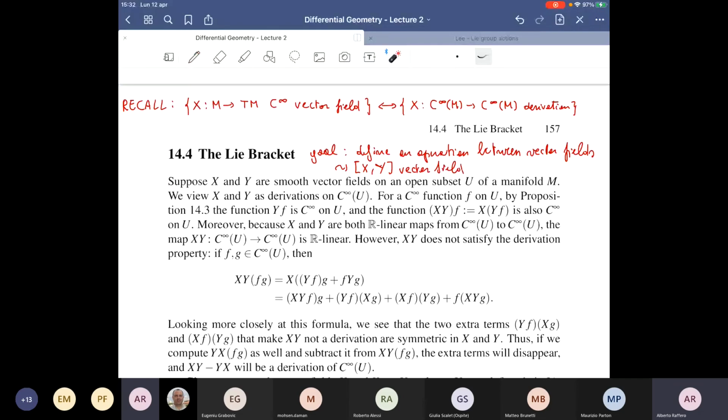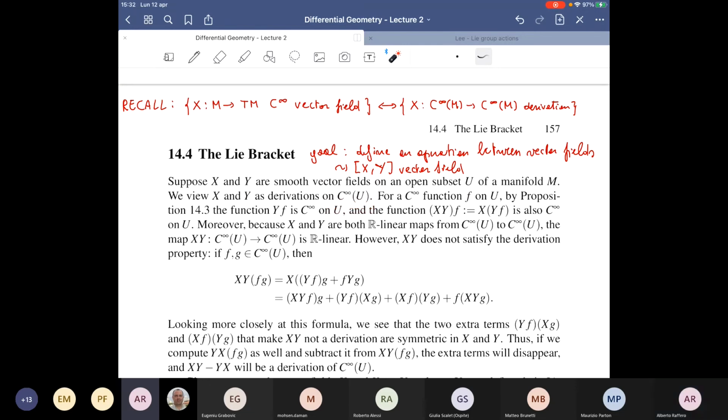And we want, first of all, to understand a reasonable way to define such a type of operation on the manifold. So let's start by considering two smooth vector fields on the manifold, restricted to some open subset U of the manifold. As I recalled before, we can think of them as derivations on the space of smooth real-valued functions defined on U.